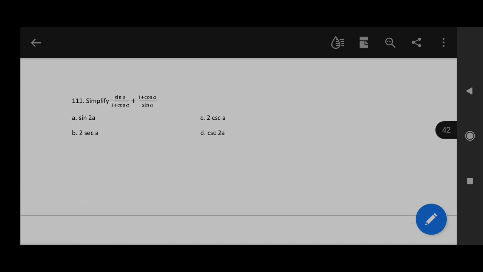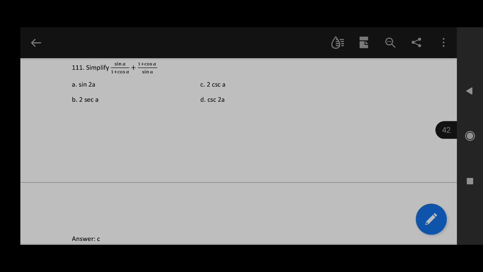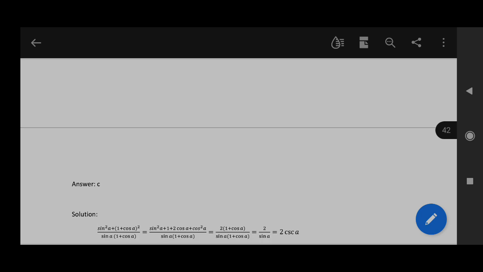Next, problem 111. Simplify sin A over 1 plus cosine A plus 1 plus cosine A over sin A. Sagot daw dyan ay letter C, 2 cosecant A. So, trigonometric identities. Pero how do we come up with the solution for this problem? Solution, ito.